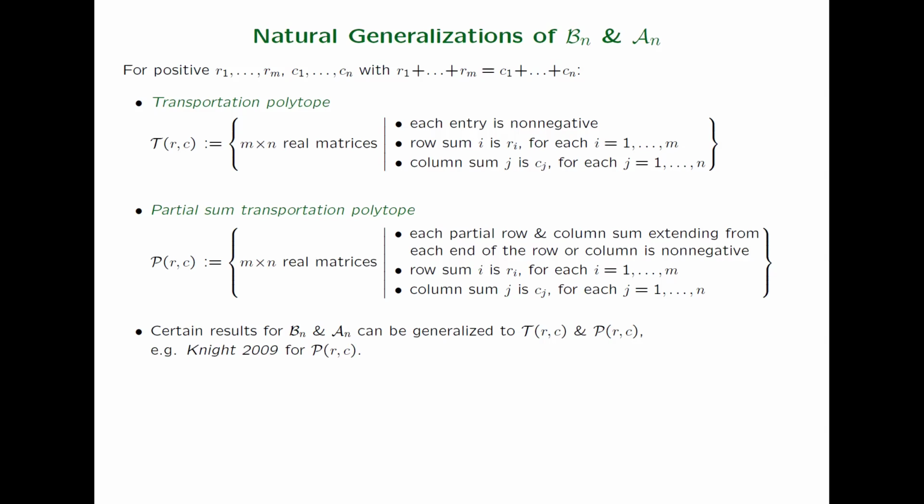So some natural generalizations are to look at rectangular matrices, size m by n. For the Birkhoff polytope, these are known as transportation polytopes. And instead of having all row and column sums equal to 1, we now have them equal to R_i and C_j, where it's easy to see that the sum of the row sums and the sum of the column sums must be the same, because the total sum over everything must be the same whichever way you do it. For the A_n case, this transportation polytope is generalized by Knight in 2009 as the partial sum transportation polytope.